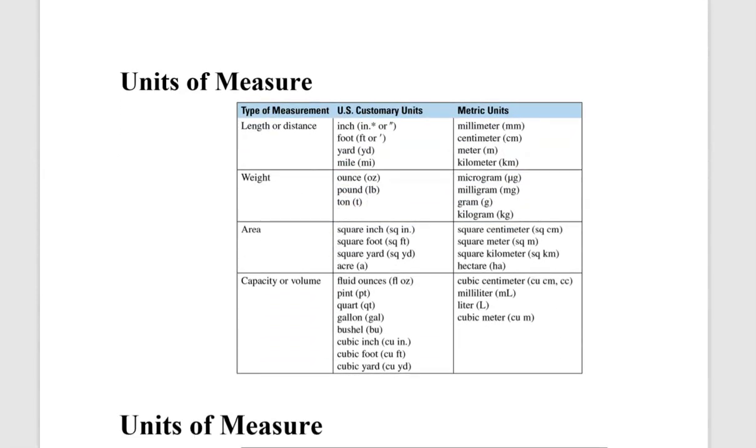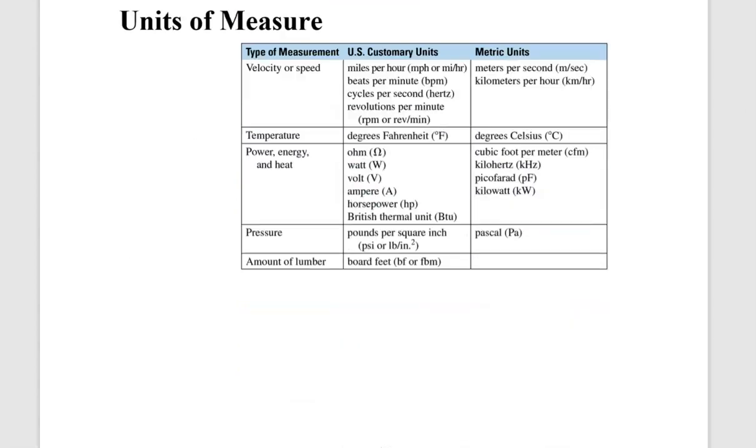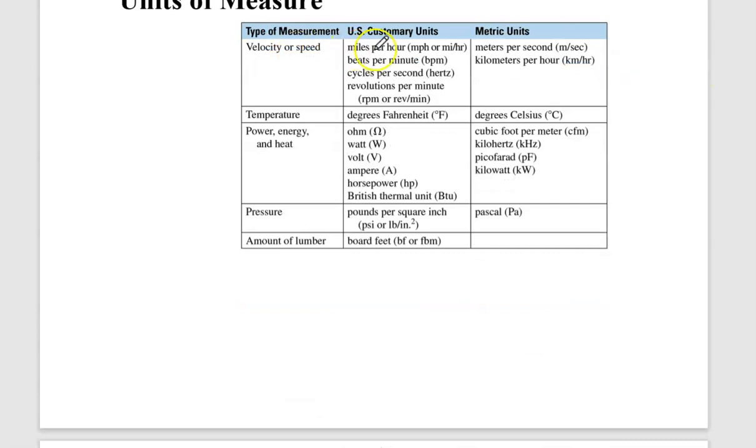If we talk about length or distance, we're mainly using these. These are our US units compared to our metric units. If we're talking about weight, ounces and pounds, or micrograms, milligrams, area, capacity, or volume. You might want to look over those. And then we've got speed and temperature and power and energy, heat, pressure, amounts per number. So those are for your reference.